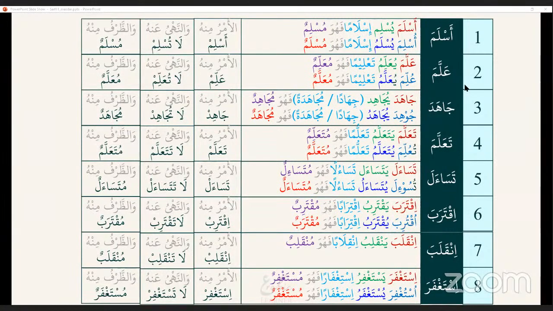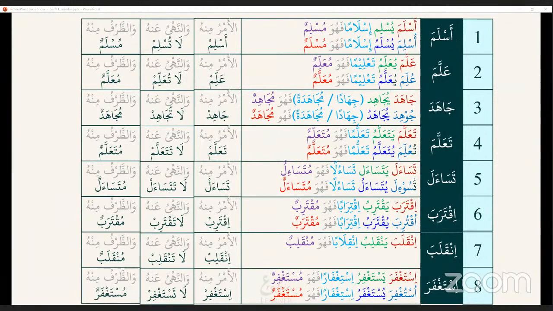It's easy to remember Bab Mazid Fihi, the abwab of Mazid Fihi, rather than Thulathi Mujarrad. There are a lot of variations in Thulathi Mujarrad, but here things are not that complicated. So the first one is Aslama, and this is the unique bab which starts with Hamzatul Qata.